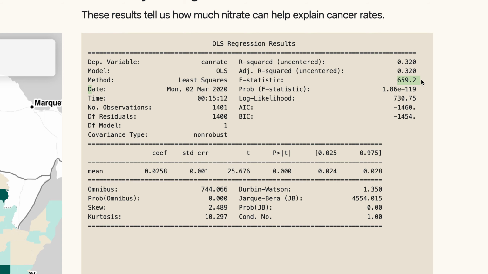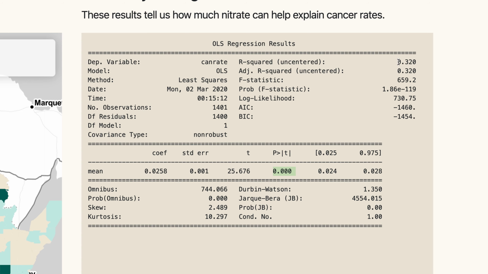Now let's go and look at this mean row here. Mean here refers to the mean or average nitrate concentration per census tract. So if we look at the t-value, the 25 here, and also look at the p-value, which is 0, we can reject another null hypothesis. This proves that the nitrate concentration is significant in the prediction of cancer rate.